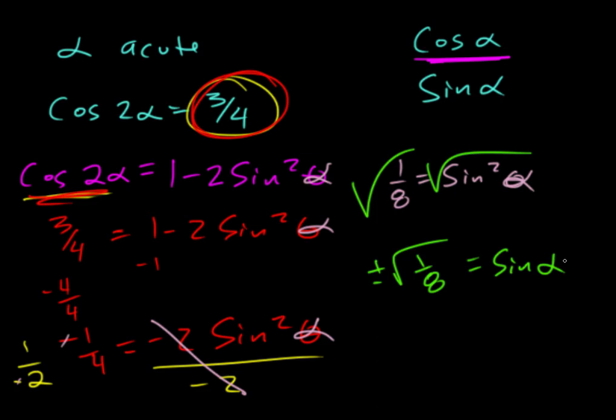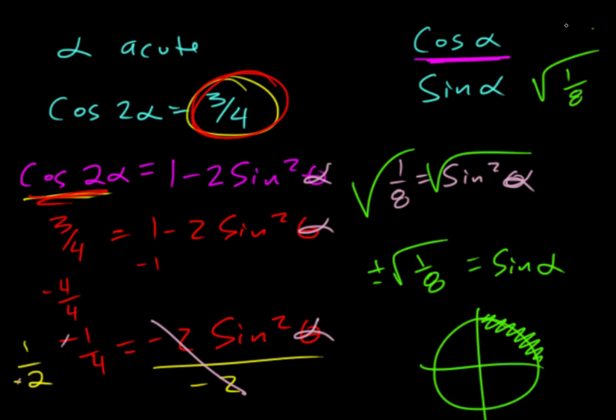Once again, we're in the first quadrant. First quadrant right here has positive y values. Sine is a y value. And so square root of 1/8 would be our final answer. Okay, we have a couple more.